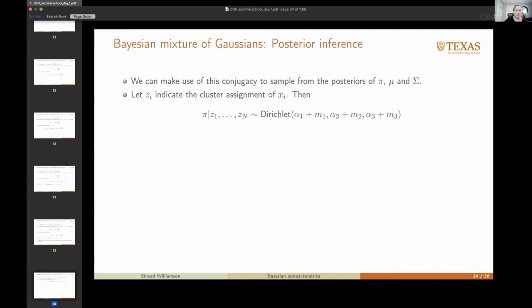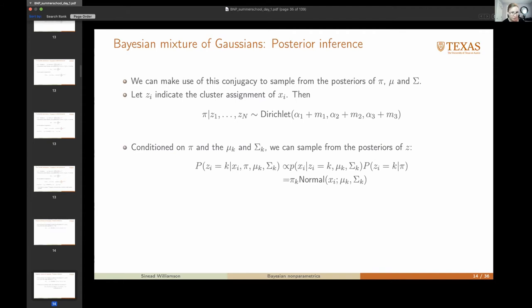So let's say I know the cluster assignments of each data point, and I want to figure out the distribution over pi. Well, I know that's a Dirichlet distribution conditioned on these cluster allocations, and I can sample from that distribution. Then, once I've sampled the value of pi, if I fix the values of the means and covariances, then I can sample from the posterior distribution over the cluster allocations, right? That's going to be proportional to the prior probability of it belonging to a certain cluster, which is the pi k, times the likelihood, which is our normal.